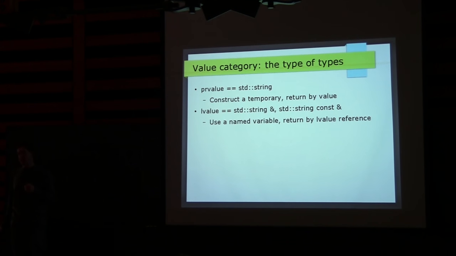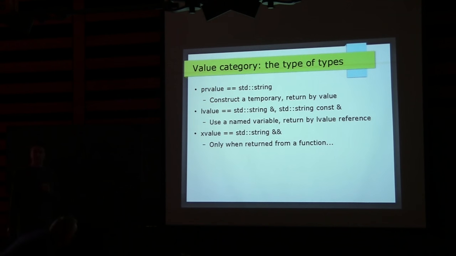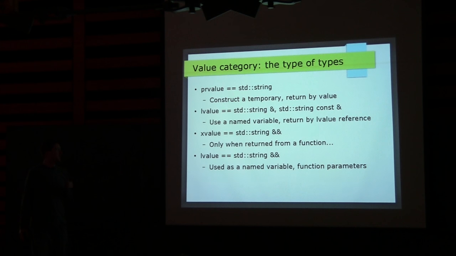And then there's this other value category called an X value, an expiring value. When we say standard string ref ref, that usually means it's an X value, but only if you're returning it from a function. It can also be an L value if you have a named variable, for instance, a function parameter that you declare as ref ref. Suddenly, it's no longer an X value, it's an L value, and we have to move from it to make it an X value again.